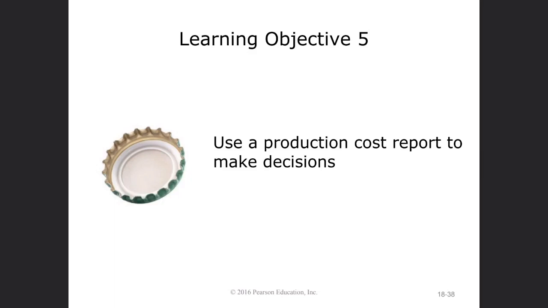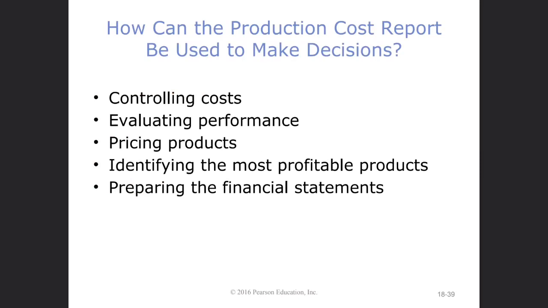Use a production cost report to make decisions. So how can the production cost report be used to make decisions? The production cost report can be used to help control costs, evaluate performance, price our products, identify the most profitable products, and it can also be used to help us prepare our financial statements.